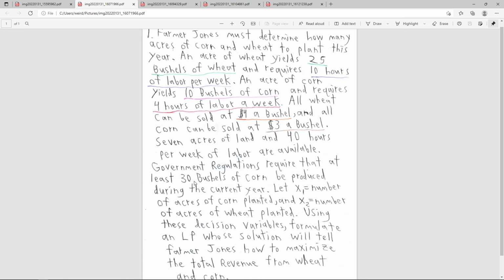At least means minimum. It would not be less than or equal, it would be greater than or equal to. At least means you want the bare minimum of 30, so you have a greater than or equal to 30 constraint involved.